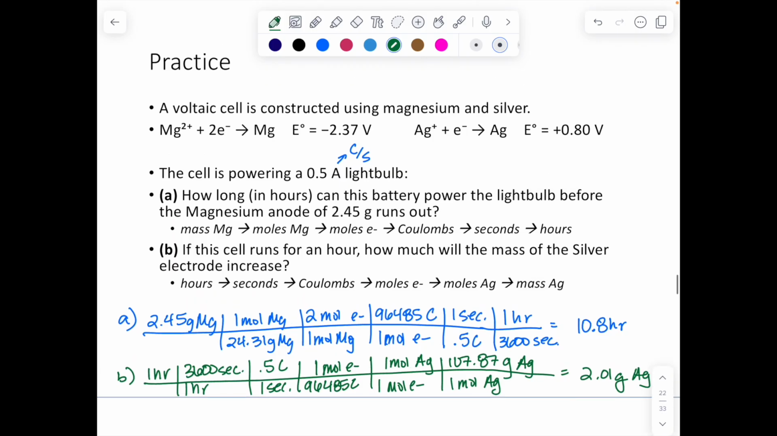Okay, so that leads us on to electrolysis. That is the end of this section.